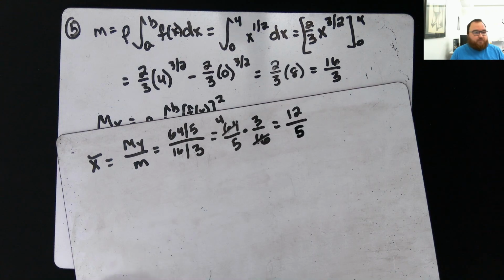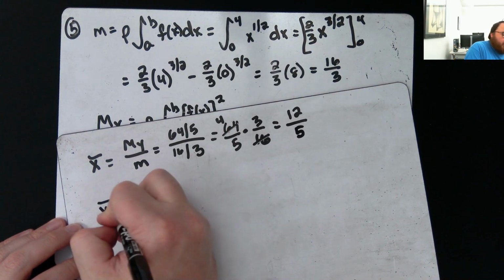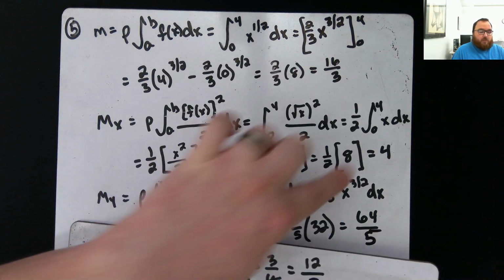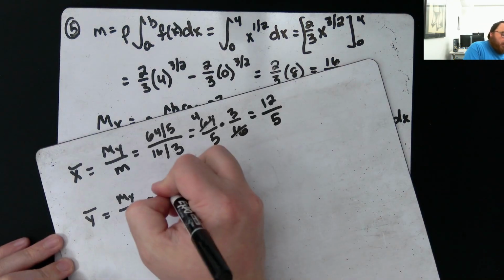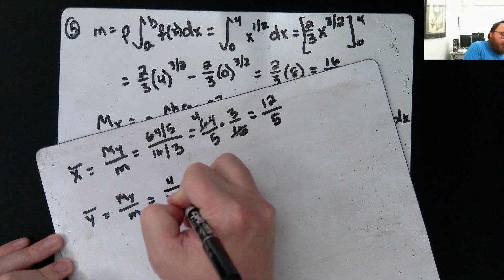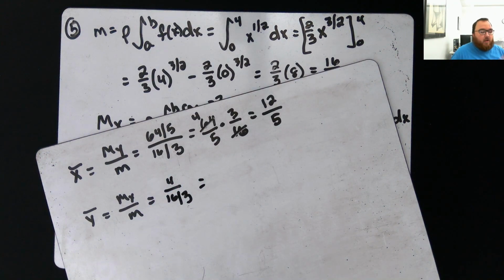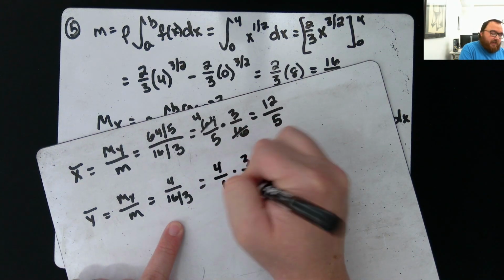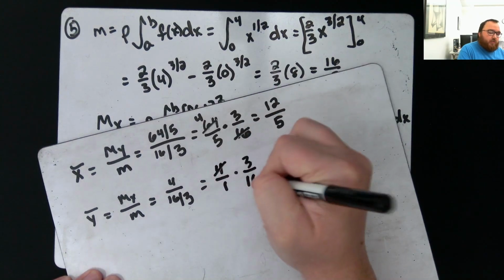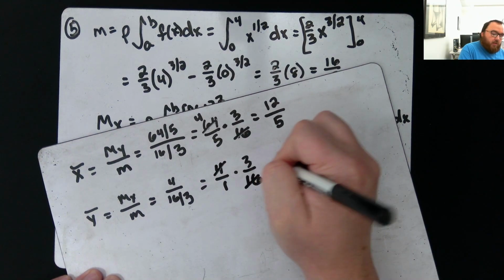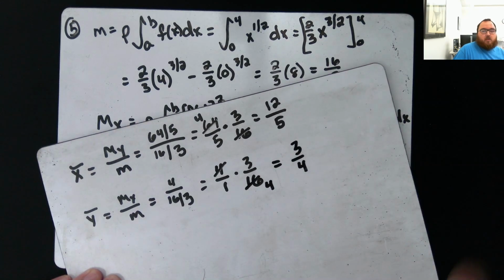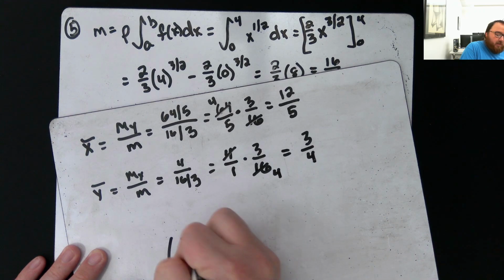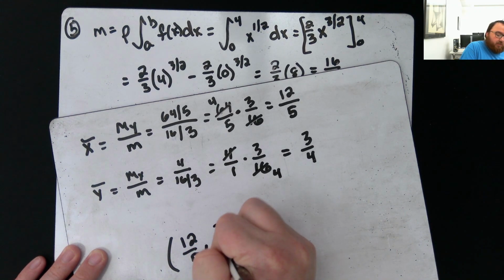So 12/5. And then the center for y is going to be my moment about x divided by my total mass. My moment about x we said was equal to 4 divided by my total mass, which was 16/3. Once again, keep, change, flip. 4 is like saying 4 over 1 times, flip this, 3 over 16. 4 over 16 reduces to 1/4, so I get 3/4. So the centroid, the x value is 12/5. The y value is 3/4.